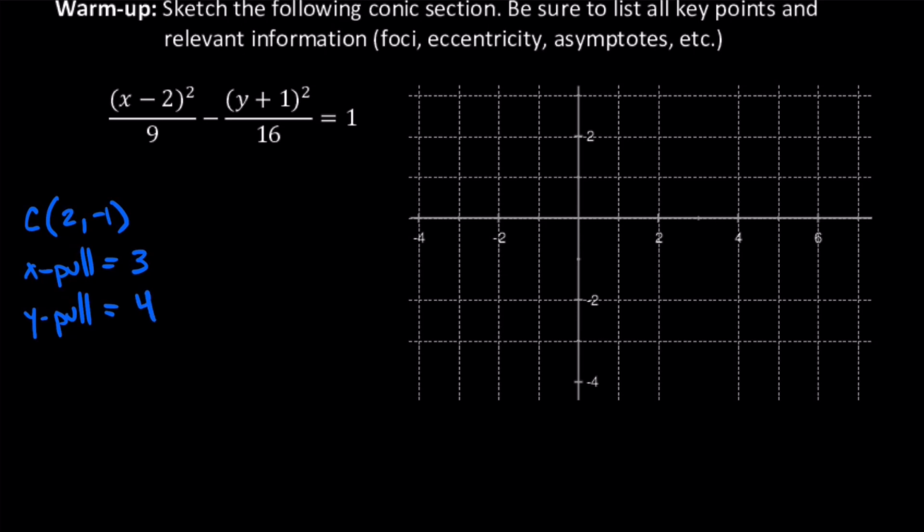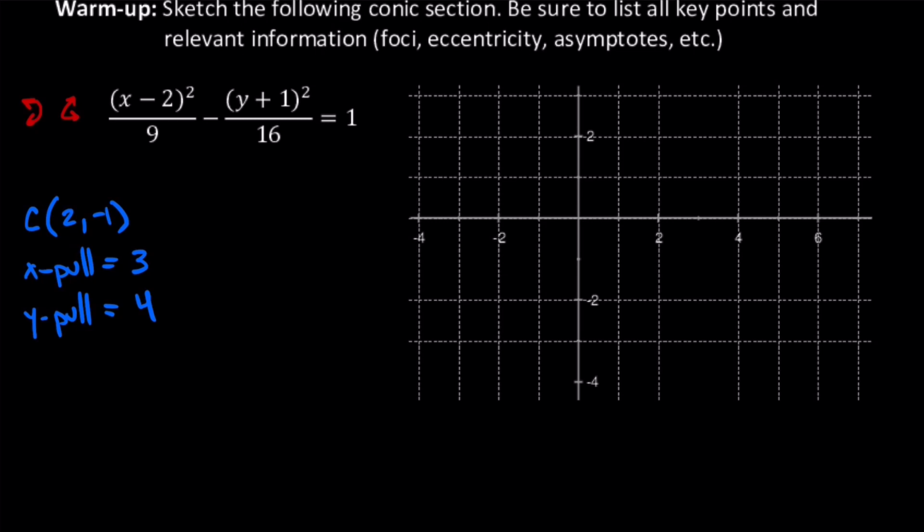The next thing I like to do, I usually do this first actually, is to sketch it. Is it a left-right or is it an up-down? Well, since x squared is positive, this is going to be a left-right hyperbola. So using this thumbnail as our visual and this information, I can sketch the hyperbola. So let's get started on doing that.